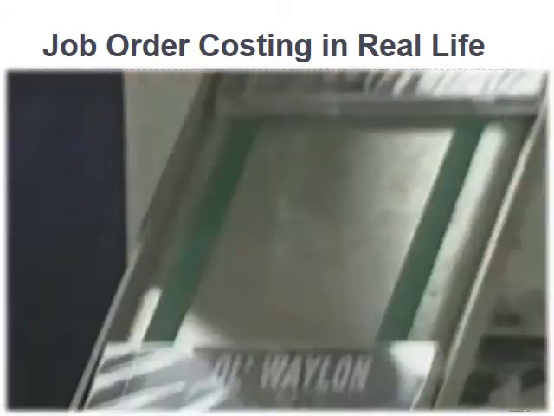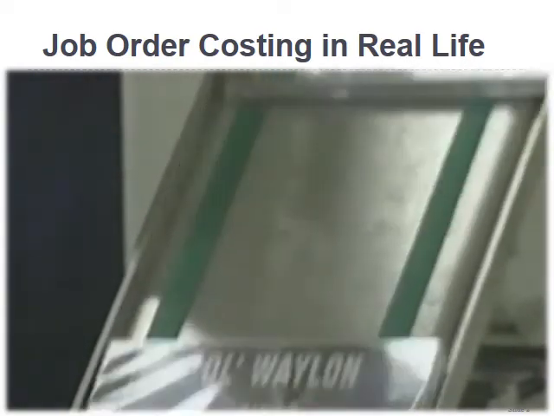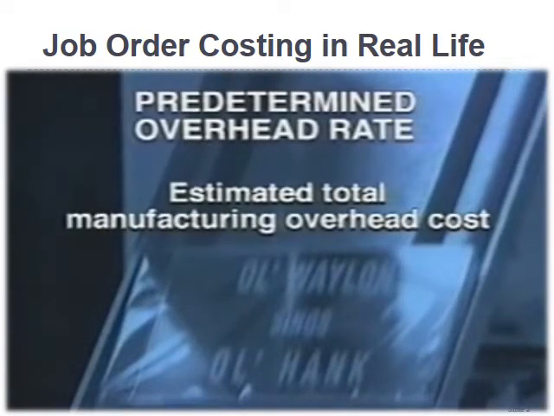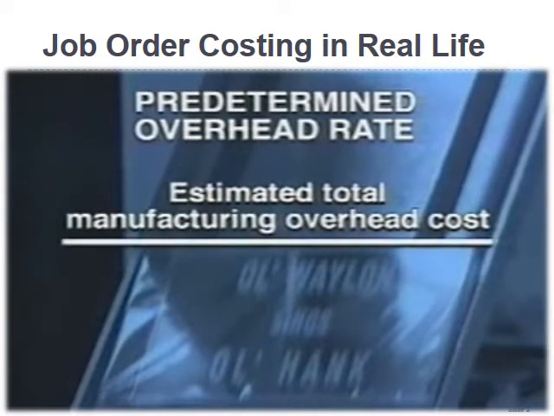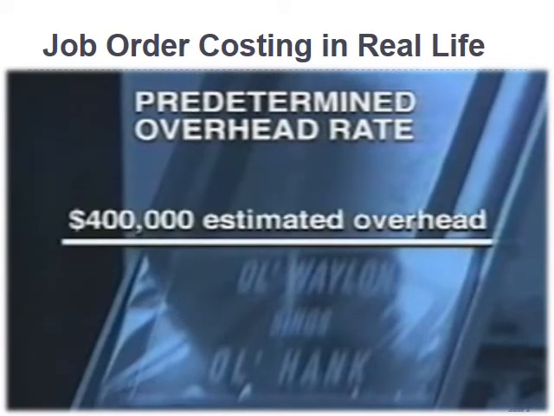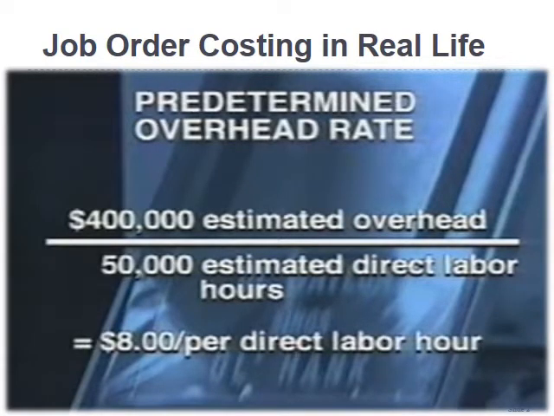Let's look at the basic calculation for the predetermined overhead allocation rate. The rate is usually determined annually. A company must forecast the total manufacturing overhead cost for the year and divide it by the estimated total activity in the allocation base. For example, if a company estimates annual manufacturing overhead costs of $400,000 and is using an estimated 50,000 direct labor hours as an allocation base, then its predetermined overhead rate would be $8 per direct labor hour.